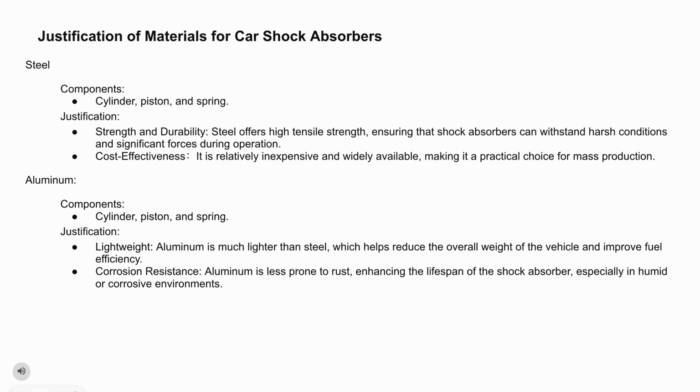So choosing the material is critical to ensure performance, durability, and safety for the shock absorber. Most businesses choose steel and aluminum as the main material of the shock absorber because they both have very good strength and durability. But the main difference is that aluminum is much lighter than steel. It helps to reduce the overall weight of the vehicle and improve fuel efficiency.